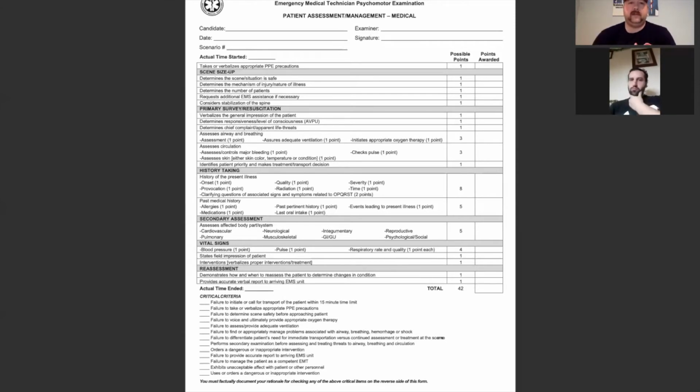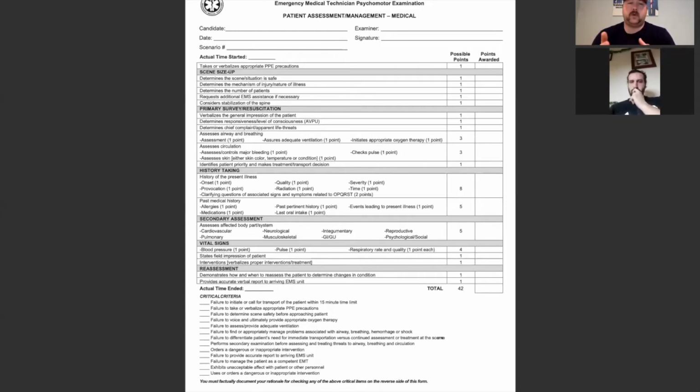You walk into the scene and see him sitting in a chair holding his chest. So we determine the mechanism of injury or nature of illness. At this point it appears to be a chest pain nature of illness, cardiac in nature. We're going to determine, is this the only patient? We're going to ask maybe the wife, "Are you feeling okay too?" "Yeah, I feel fine." Maybe to rule out a carbon monoxide call, or maybe that they're experiencing some other medical emergency. At this point, we're going to request additional EMS as necessary.